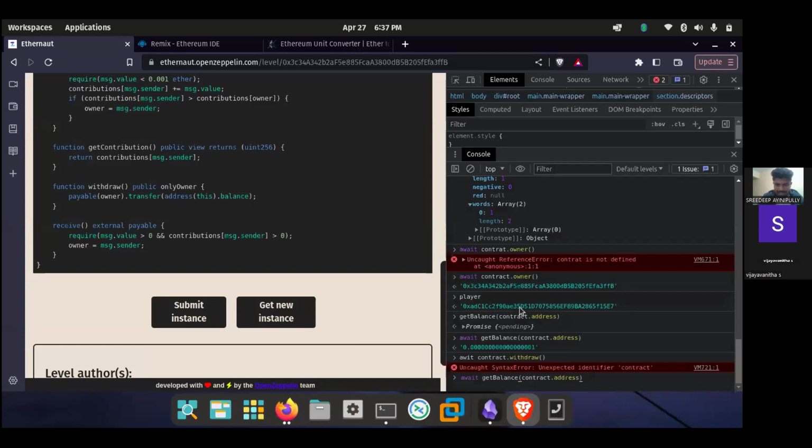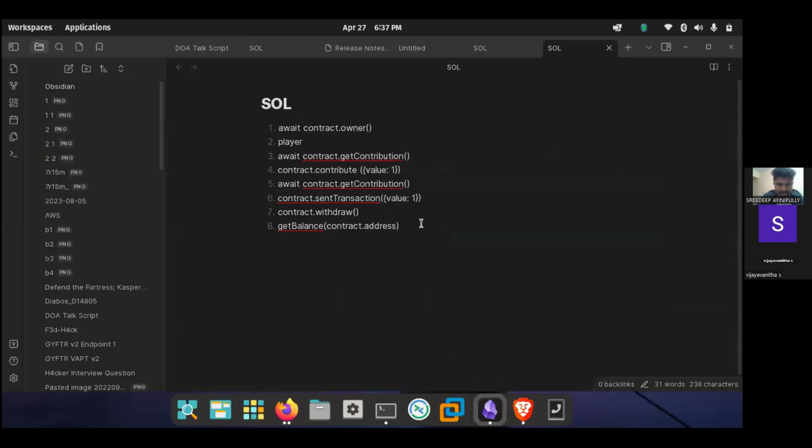But right now, I'm missing the code here. Okay, contract or contribution. And after that, we'll do the onboarding. Let's do that.